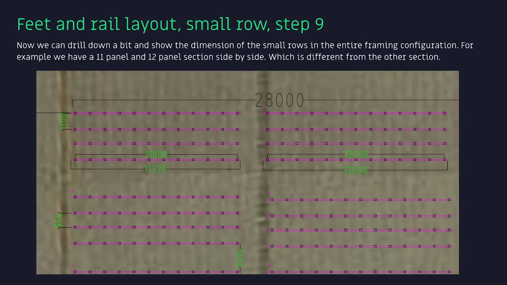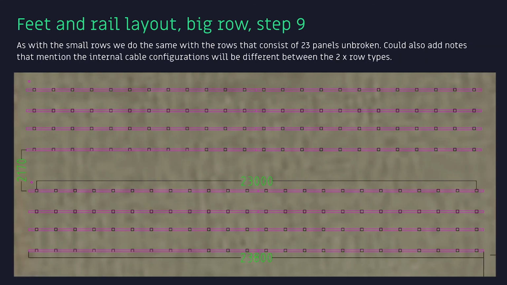Now we can drill down a bit and show the dimension of the small rows in the entire framing configuration. For example, we have an 11 panel and 12 panel section side by side, which is different from the other section. As with the small rows, we do the same with the rows that consist of 23 panels unbroken. Could also add notes that mention the internal cable configurations will be different between the 2 row types.